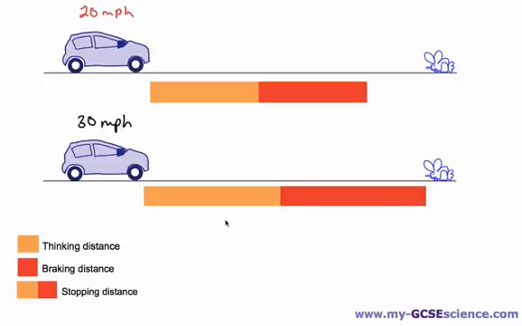Okay, but there's two points here. We've got the stopping distance made up by the thinking distance and the braking distance, and we've also got the faster the car travels, the longer that stopping distance is. But what can happen is the thinking distance and the braking distance of a car can be affected by different factors, and you need to know what they are.